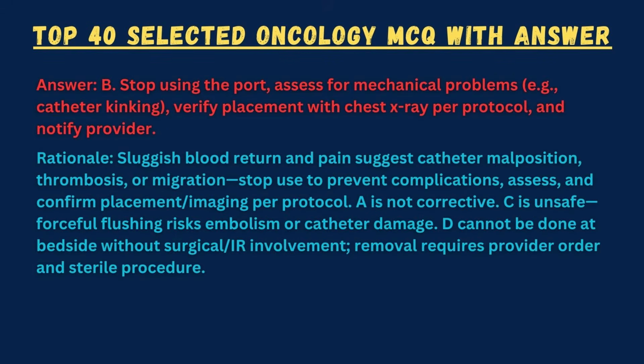Answer: B. Stop using the port, assess for mechanical problems, for example, catheter kinking. Verify placement with chest X-ray per protocol, and notify provider. Rationale: sluggish blood return and pain suggest catheter malposition, thrombosis, or migration. Stop use to prevent complications, assess, and confirm placement or imaging per protocol. A is not corrective. C is unsafe. Forceful flushing risks embolism or catheter damage. D cannot be done at bedside without surgical or IR involvement. Removal requires provider order and sterile procedure.